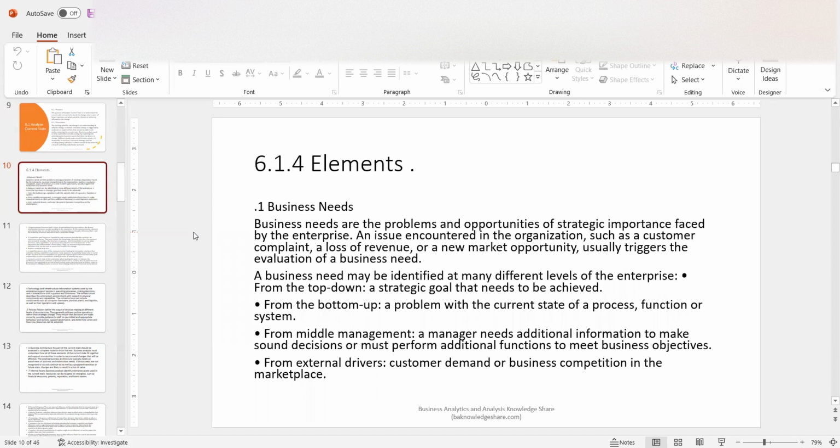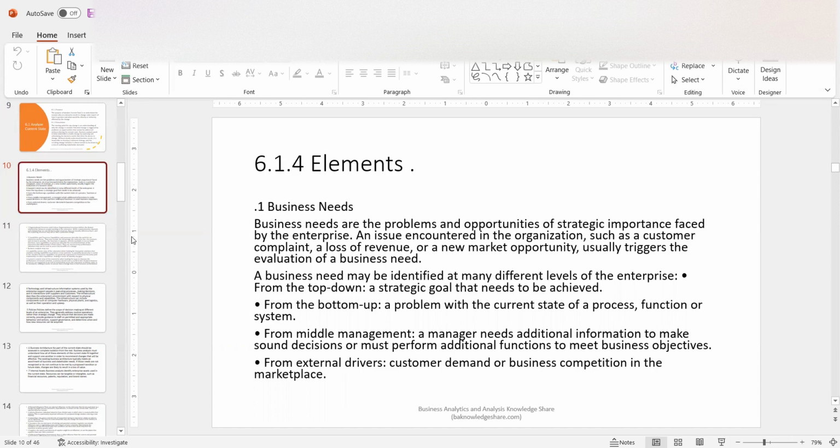You can look at it from the top down, which is a strategic goal that needs to be achieved. From the bottom up, a problem with the current state of a process, function, or system. From middle management, a manager needs additional information to make sound decisions or must perform additional functions to meet business objectives. From external drivers, customer demand or business competition in the marketplace.